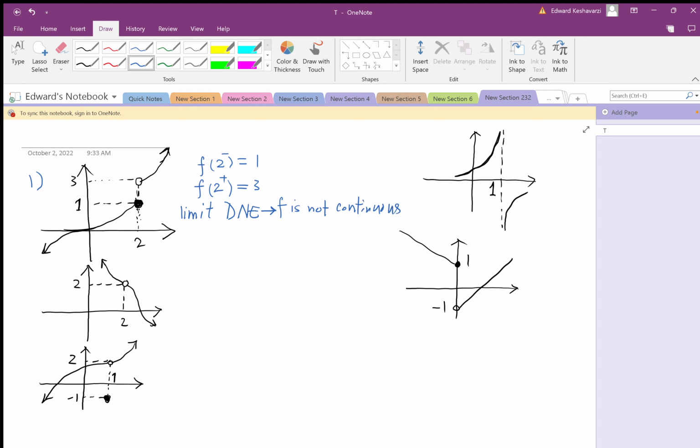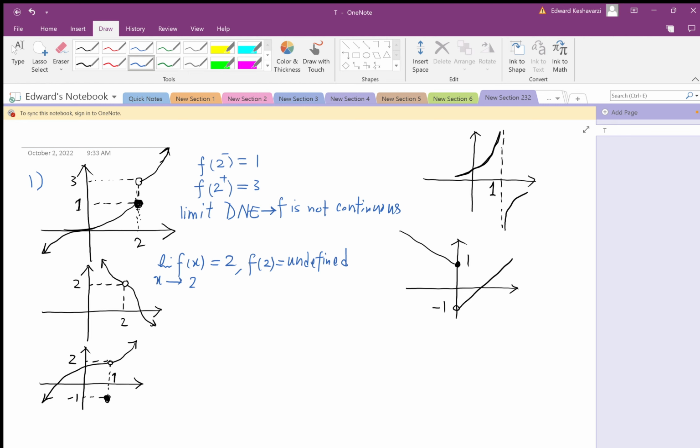Look at the second graph. In the second graph, limit at 2 does exist. But the y value at 2 is undefined. So f of 2 is undefined. We can actually say that the domain of this function is all real numbers except 2. So it means another reason for discontinuity is that the y value at the point is undefined.